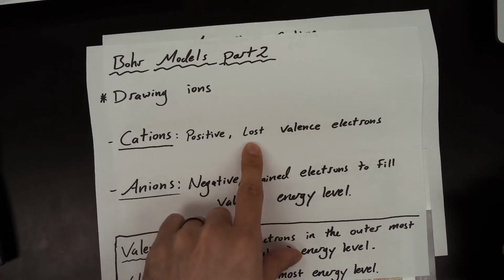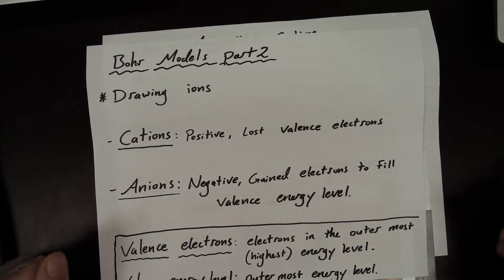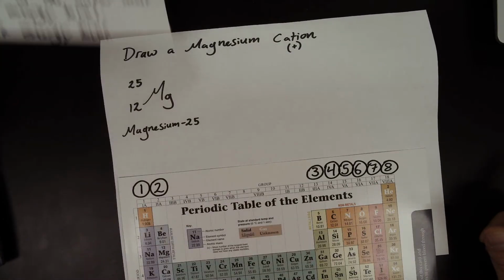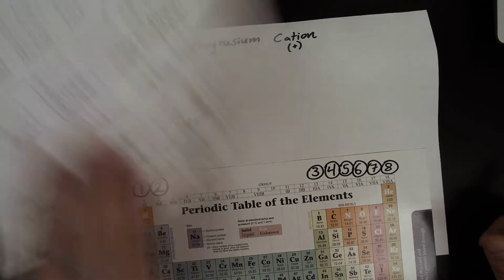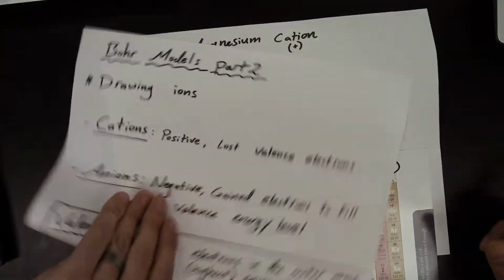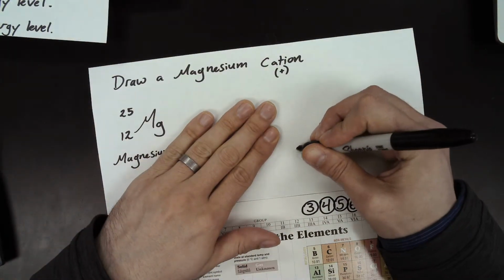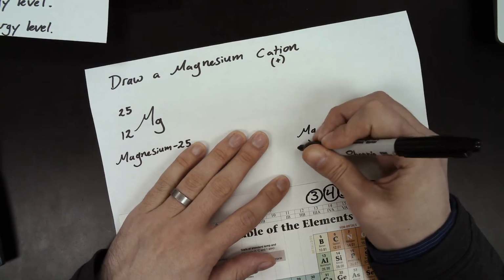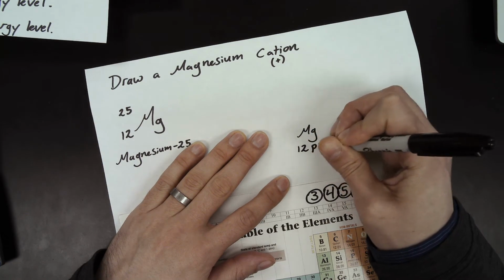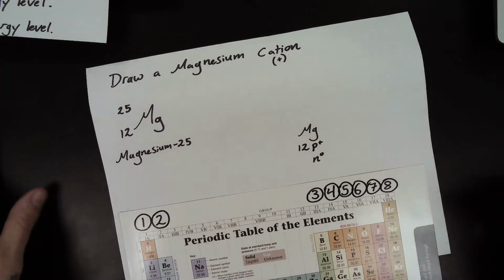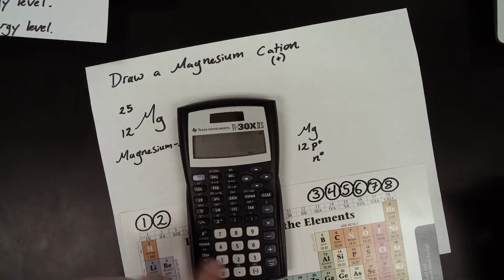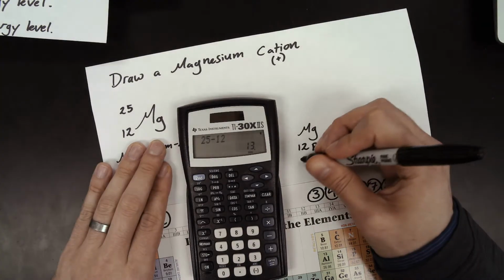Cations lose or have lost their valence electrons. So let's start off with just drawing a neutral magnesium atom, and then we'll transform it into a cation by losing the valence electrons. Okay, magnesium. Let's start off with the nucleus. 12 protons. And now we need our neutrons. Let's figure that out. Got my calculator. 25 minus 12 equals 13 neutrons.